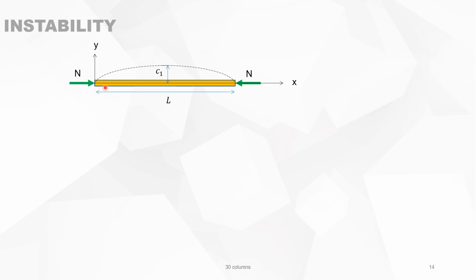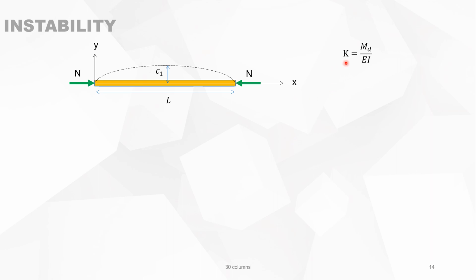Let's look at a column. The y-axis in this direction and the x-axis in this direction. It has a total length of L. It is loaded with an external centric force N, and it has under N a deflection in the middle of the column of C1.